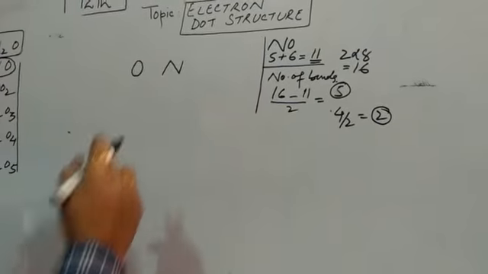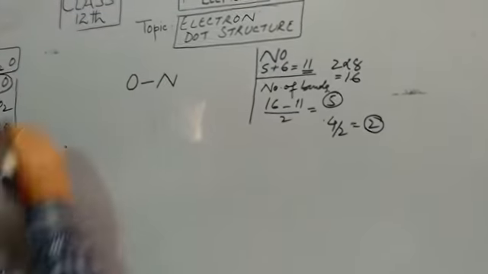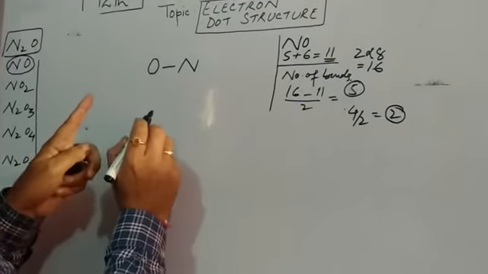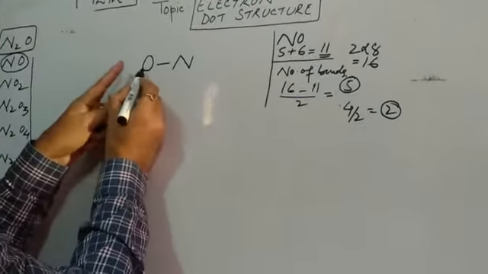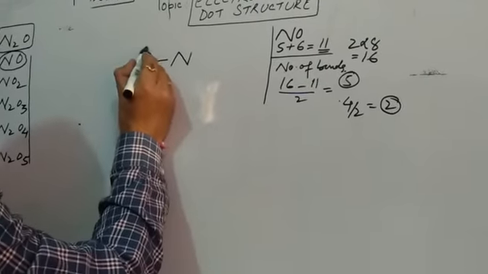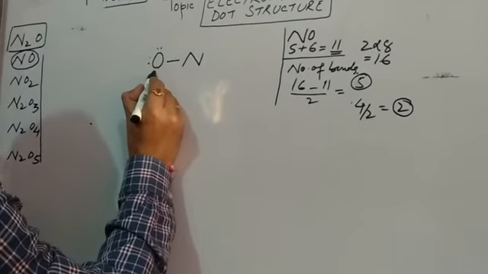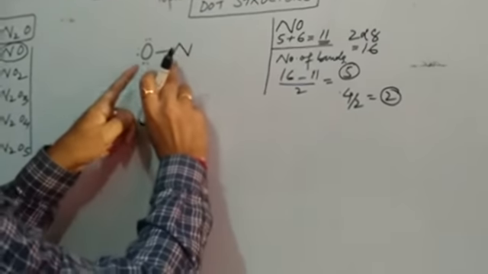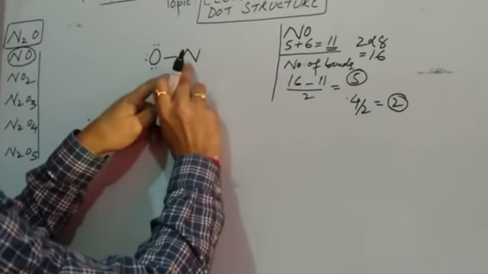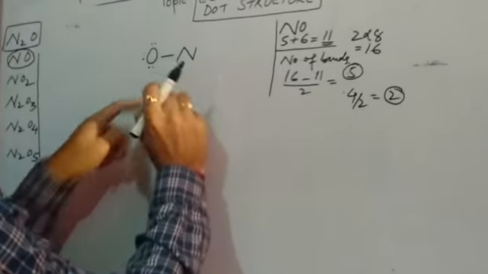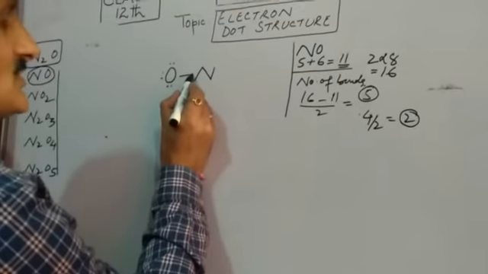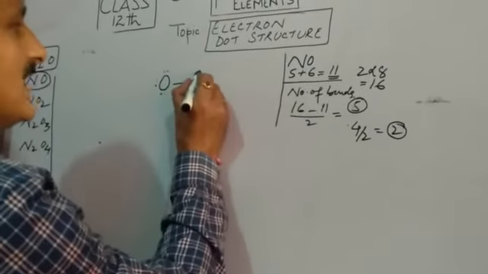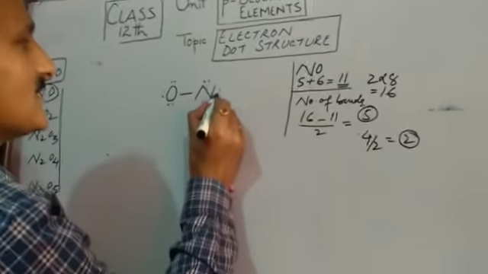So what we do, we will first link them by a single covalent bond, like this. Now we will complete the octet of the terminal atom. The terminal is oxygen, so let me complete its octet: 1, 2, 3, 4, 5, 6, and these 2, that is 8. Now let me see whether the octet of nitrogen has been completed. No, it has got only 2 electrons. So to complete the octet, we will have to do like this: 2 plus 2 plus 2.